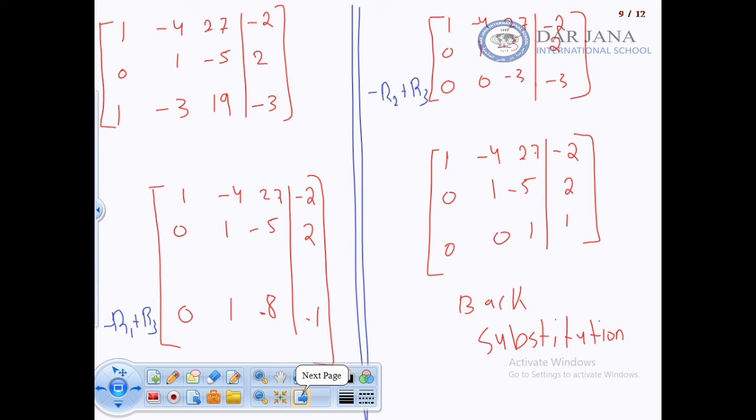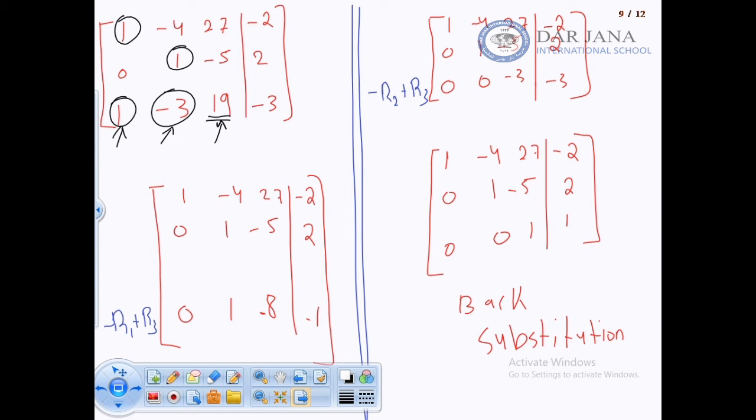So, this is what we will get. 1, negative 4, 27, negative 2. 0, 1, negative 5, and 2. 1, negative 3, 19, and negative 3. Second operation. So here, we got 1, 1. We still have to get rid of the 1 and negative 3, change it to 0. So I need to change 1 and negative 3 to 0, and 19 to 1. So I should do some more operations.